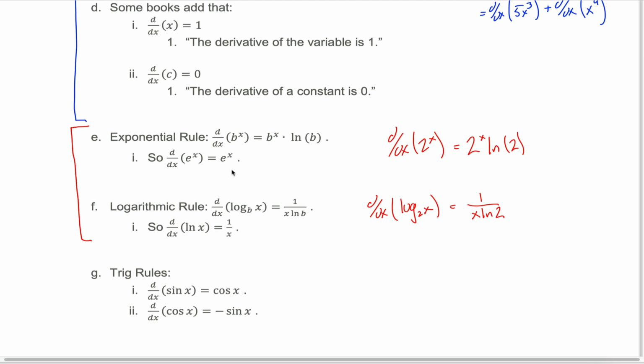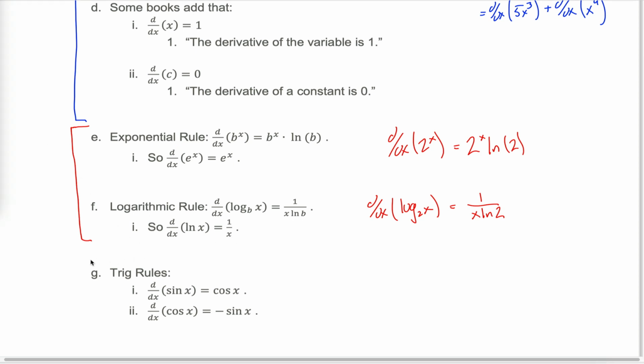And for the same reason that this simplifies so nicely, that the natural log of e is just 1, this simplifies really nicely. When you run into the derivative of natural log of x, you get for your derivative just 1 over x. And much like e to the x will be the most common case of using the exponential rule, the natural log of x will be the most common case using the logarithmic rule.